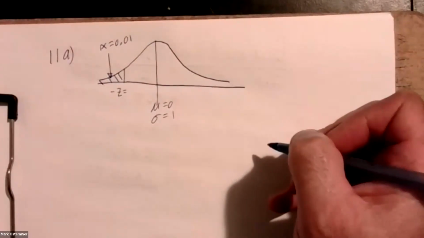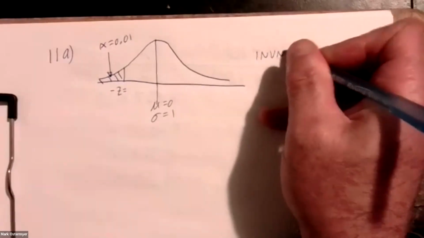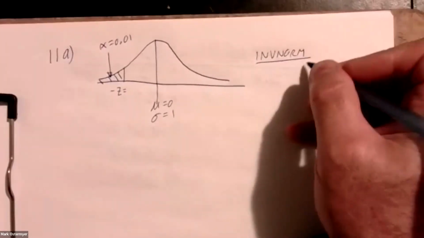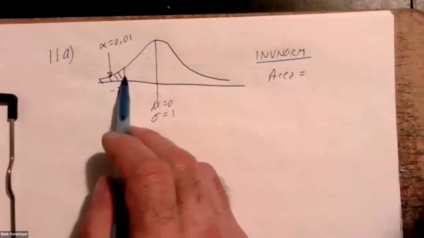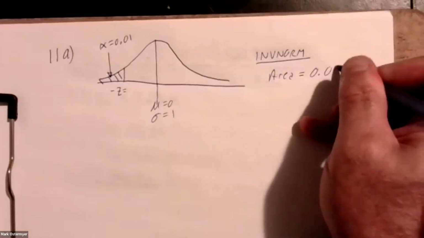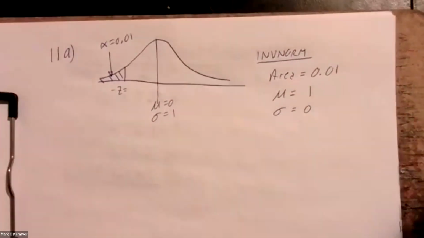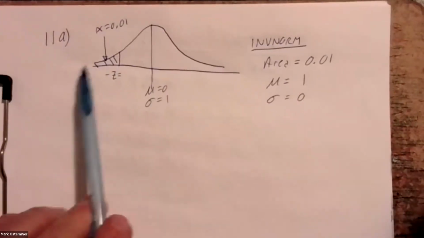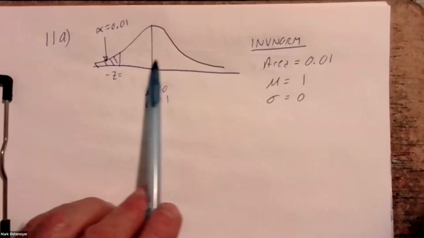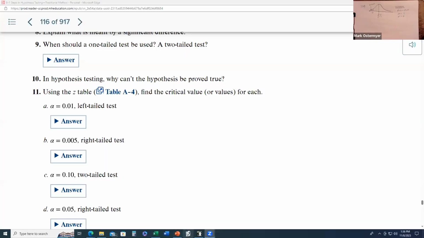So how would we do that? Well, we just use our inverse norm function here. So inverse norm, and the area to the left must be equal to what? 1%, 0.01. The mean of the standard normal distribution is 0, the standard deviation is 1. And then just hit enter. It's that simple. And you'll find your critical Z value that separates your rejection region from your do not reject the null hypothesis region. So let's see if we can go ahead and do that quickly here. So bring up your calculator.